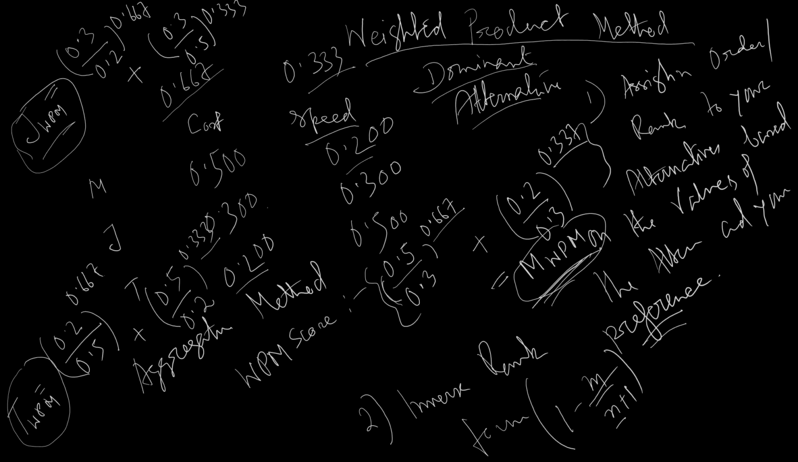And for WPM, you find the ratio of any two alternatives and power it by the weightage of the criteria, and then you combine the same for the other criteria to find the WPM score of the alternative placed in the numerator of the ratio. Then you compare the WPM scores of all the alternatives, and the alternative which has the highest WPM score is the selected alternative.